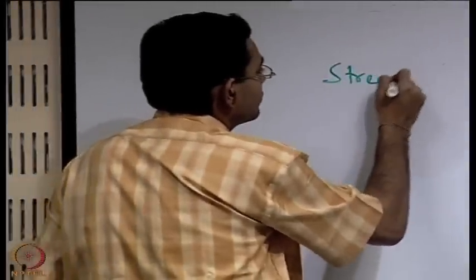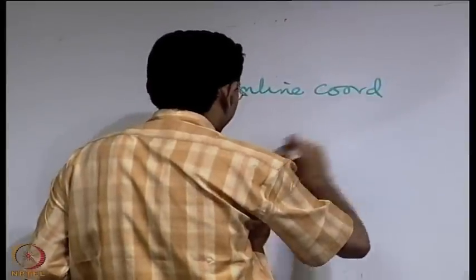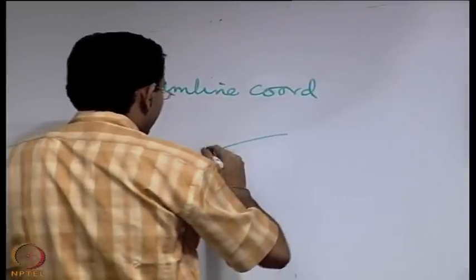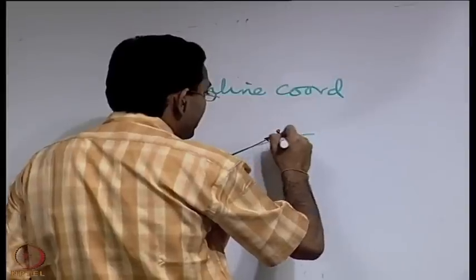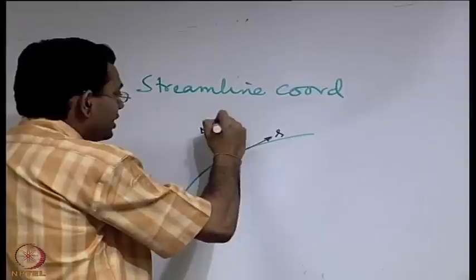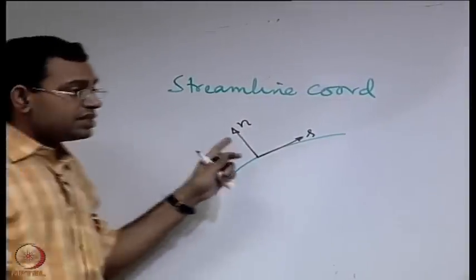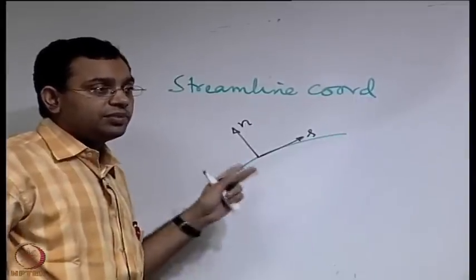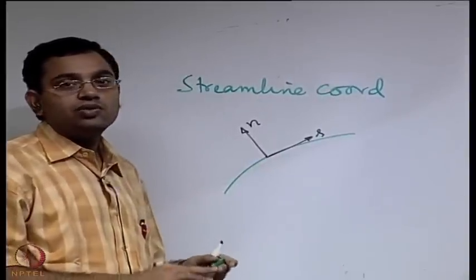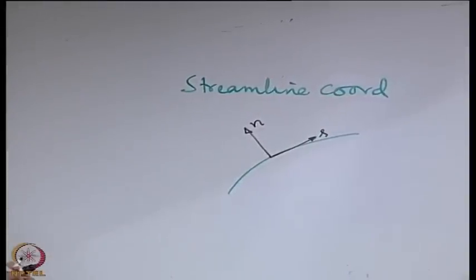So let us just consider the streamline coordinates. The streamline coordinates are like this. If you have a streamline, we consider tangential to the streamline as S and normal to the streamline as N. Many times there is a confusion between this coordinate system and the coordinate system that is used in a cylindrical polar coordinate system. So we will try to avoid that confusion from the very beginning.